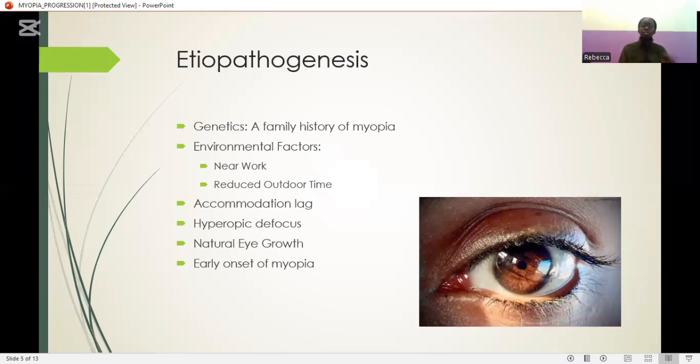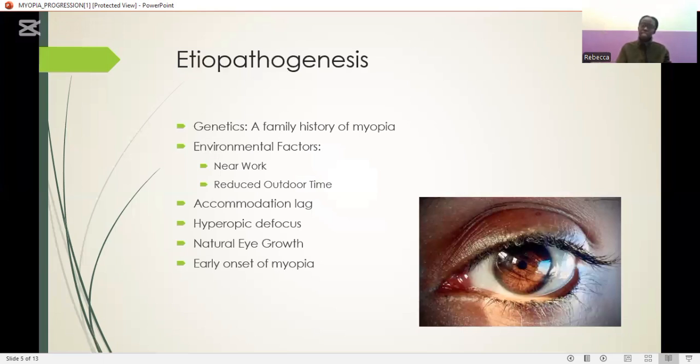And then we have accommodation lag, and accommodation lag increases myopia in a way that is connected to the next point, which is hyperopic defocus. I will explain hyperopic defocus better in pictures, but hyperopic defocus is when the image is formed behind the retina.